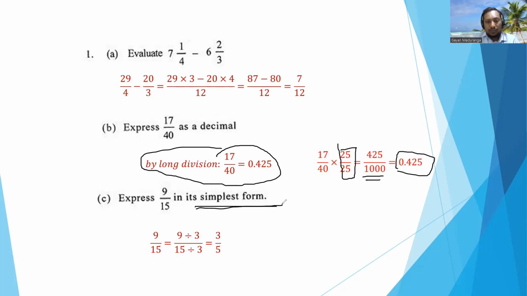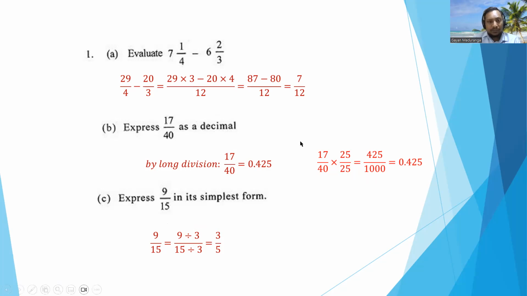And express 9/15 in its simplest form. What do we know? Simplest form. So simplest form means the fraction you write should never be able to divide by any other integer. So you can easily understand the numerator and denominator both are divisible by 3. So when you divide 9 by 3, it's 3. 15 by 3, answer is 5. So the final answer is 3/5. Okay, let's move on.